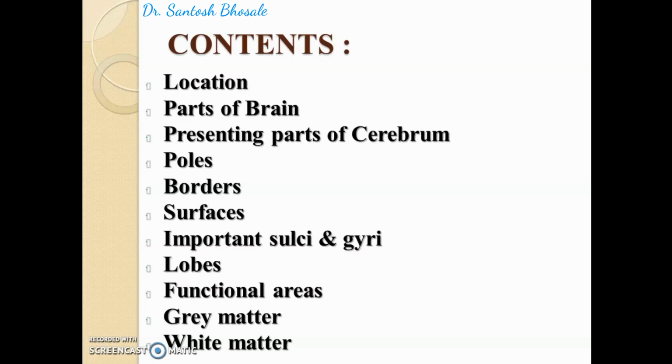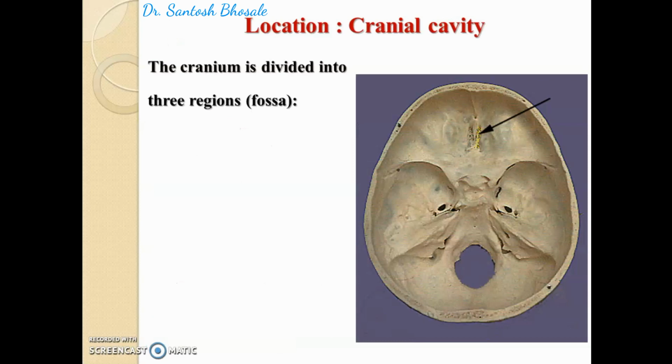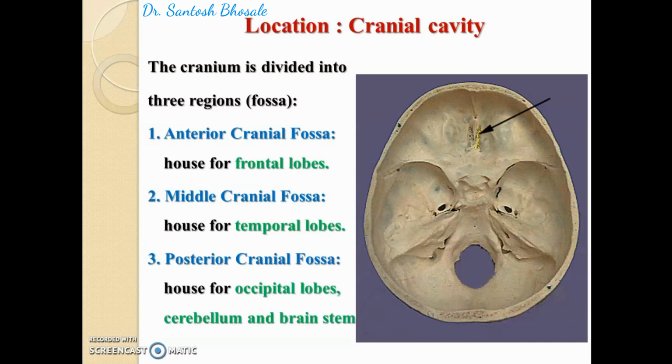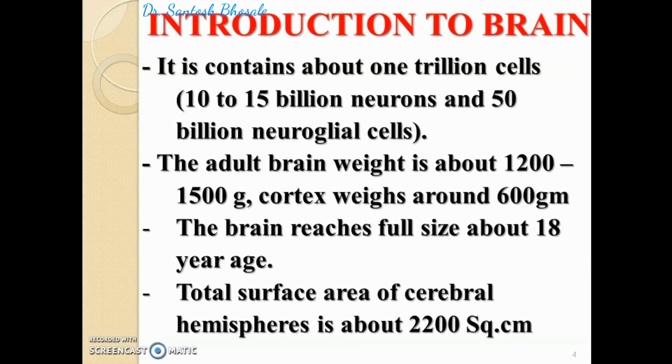So first, when you see the cerebrum, where is it located in the cranial cavity? As you already know, the cranial cavity interior is divided into three descending steps, three fossae: the anterior cranial fossa housing the frontal lobes, the middle cranial fossa housing the temporal lobes, and the posterior cranial fossa housing the occipital lobe, cerebellum, and brainstem. The brainstem will continue as the spinal cord from the foramen magnum. So this is the location of the cerebrum, but before that we will have the introduction to the brain.